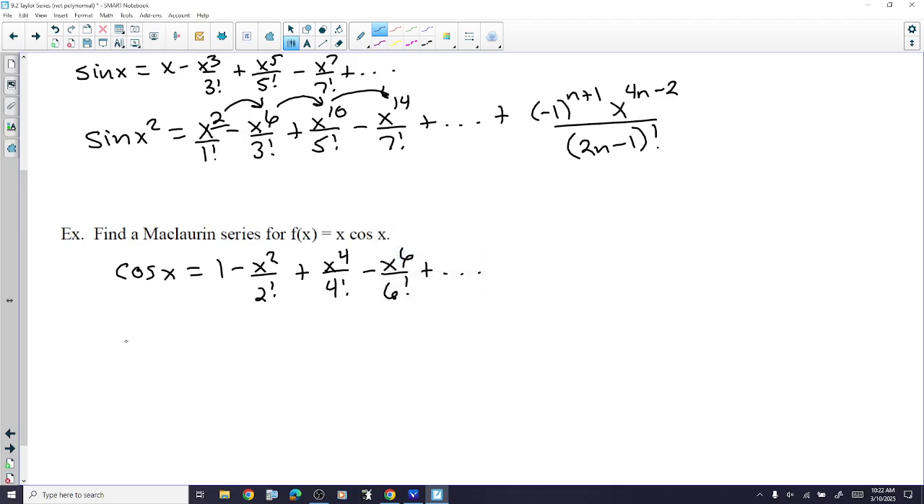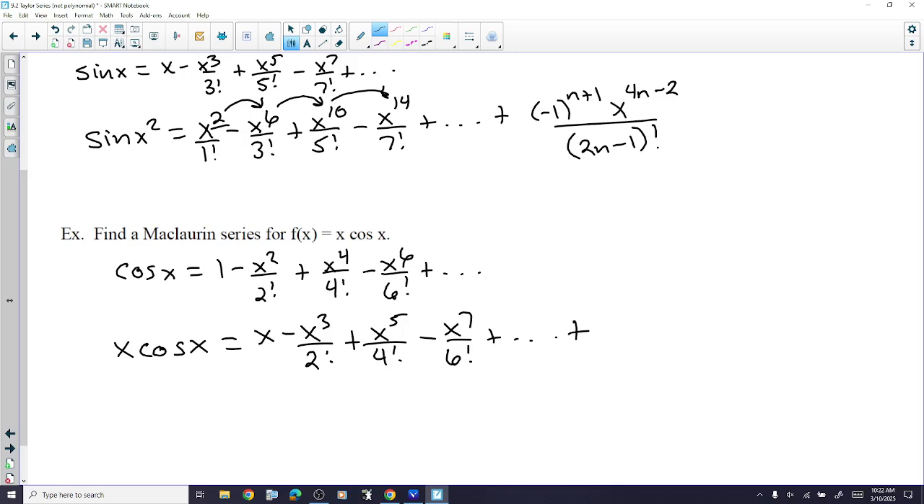Okay. X times cosine of x is equal to, now we're distributing x through this. X to the third, x to the fifth, x to the seventh. So that's going to be, should I start with, this is over really in the pattern 0 factorial.